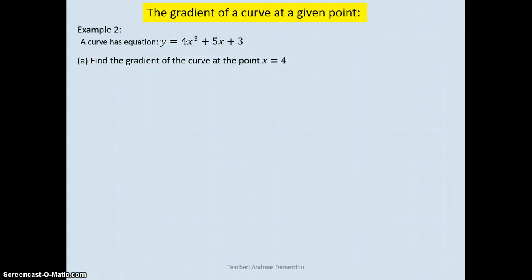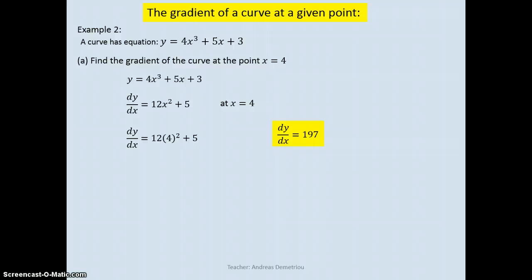Example 2, a curve has equation y is equal to 4x cubed plus 5x plus 3, and we need to find the gradient of the curve at the point x equal to 4. So we repeat the same procedure. We differentiate this equation. We get 12x squared plus 5. At the point x equal to 4, we substitute that value in this equation, and we see that dy dx is equal to 197.